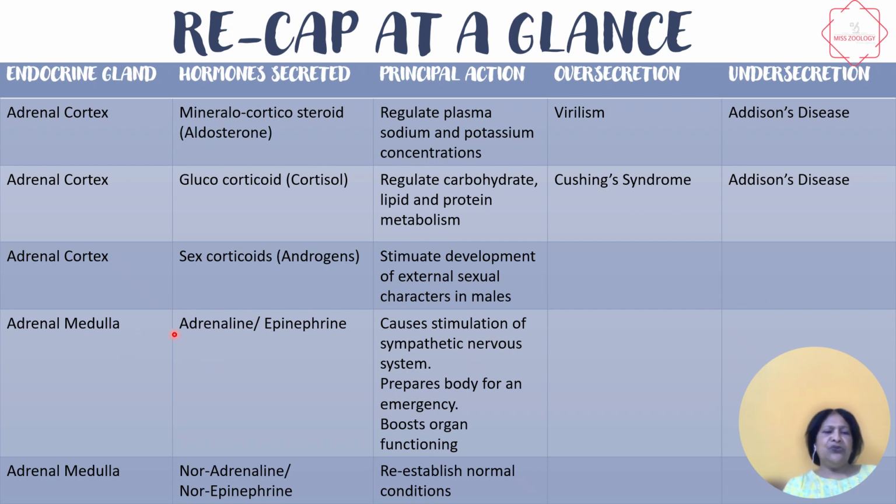Coming to the medulla. The medulla releases adrenaline, which has a stimulatory action on the sympathetic nervous system that prepares the body for any emergency condition like fight, fright, or plight. This also boosts the organs' functioning in the body. The adrenal medulla secretes another hormone called noradrenaline or norepinephrine.